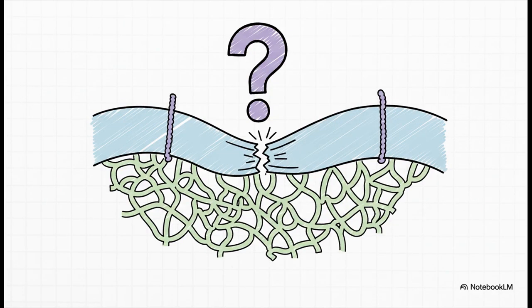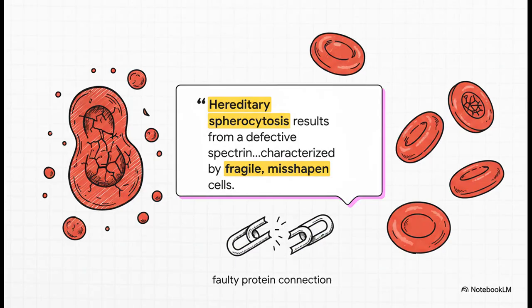And finally, what happens if that structural link, that anchor holding the membrane's tent fabric to the skeleton's poles, just snaps? Well, then you get genetic disorders like hereditary spherocytosis. Remember that flexible spectrin protein we saw in the red blood cell? When that protein is faulty, the anchor is weak. The red blood cells lose their unique concave shape, and they become fragile, spherical, and easily destroyed. The result is chronic anemia, all because of a single faulty connection at the cell's border.